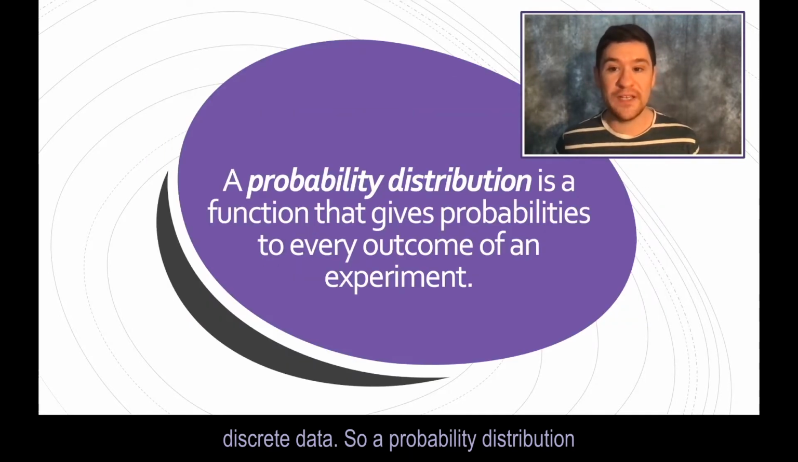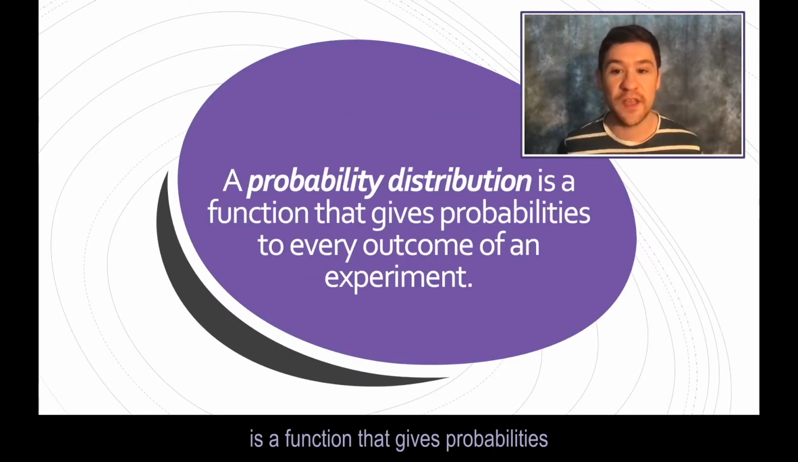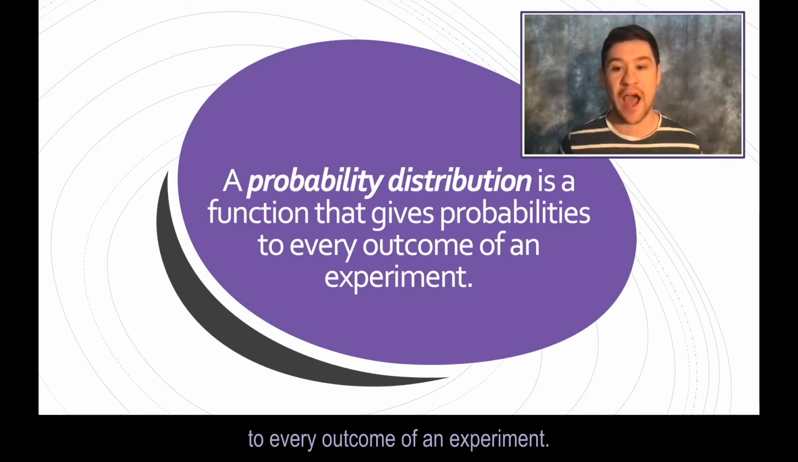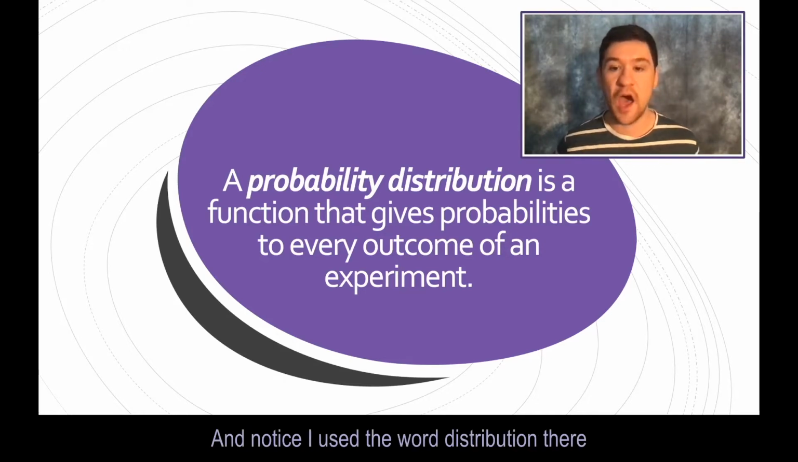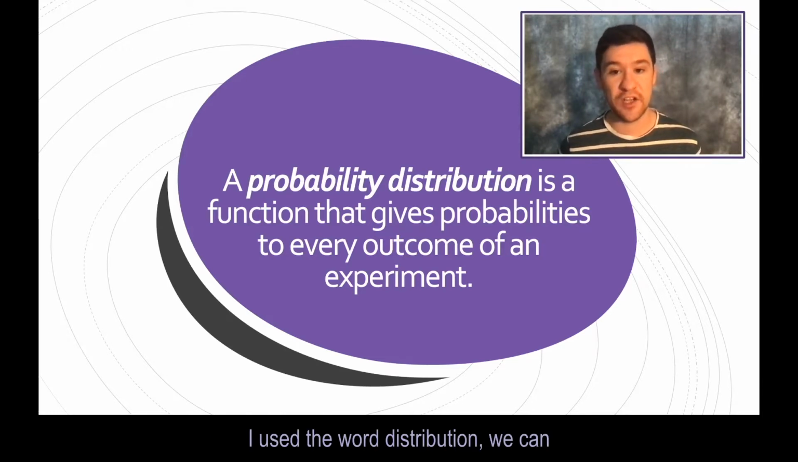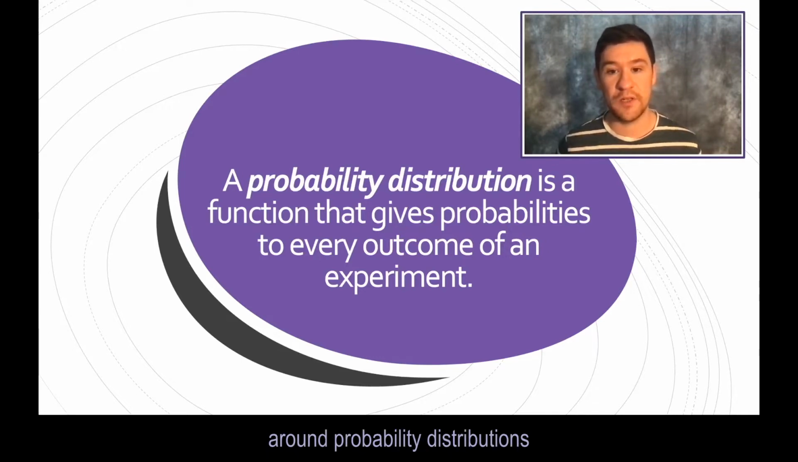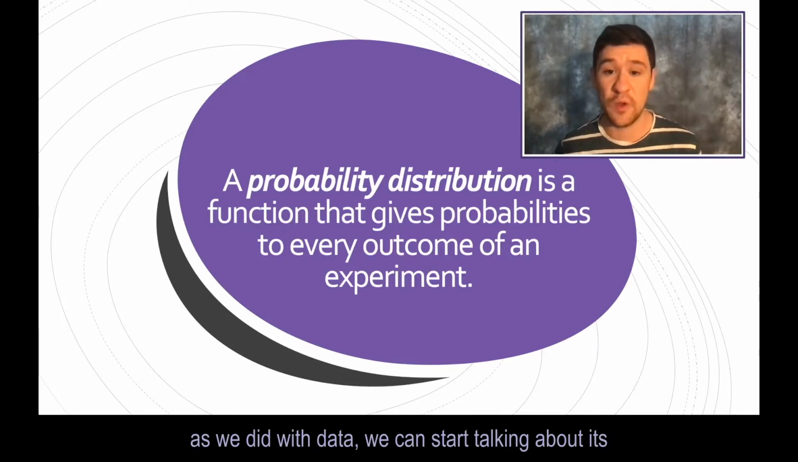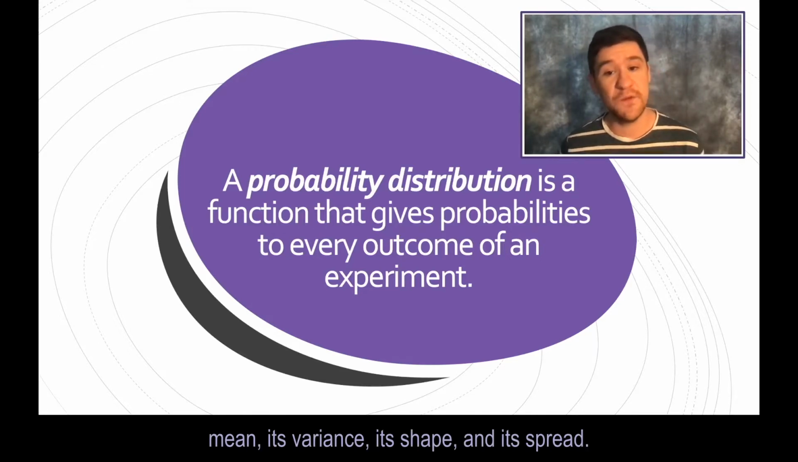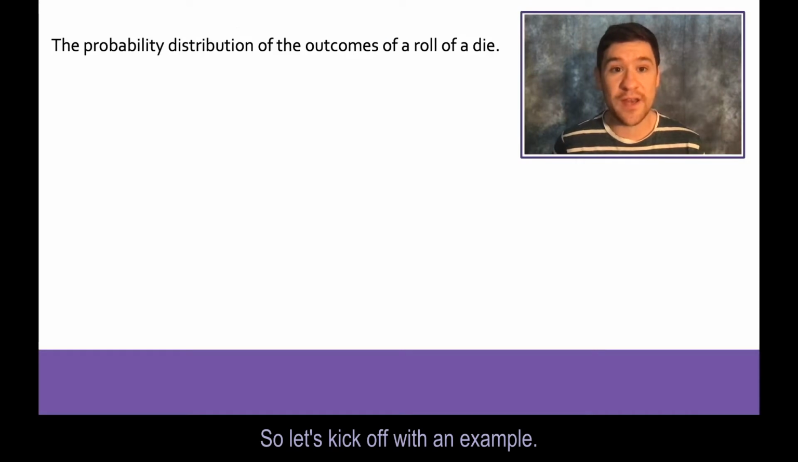So a probability distribution is a function that gives probabilities to every outcome of an experiment. Notice I used the word distribution there, just like when we talked about data. We can use the same sort of languages and concepts around probability distributions as we did with data. We can start talking about its mean, its variance, its shape and its spread. So let's kick off with an example.